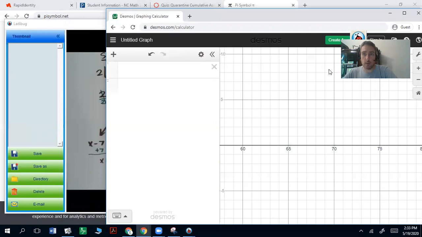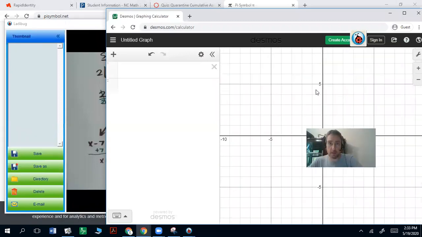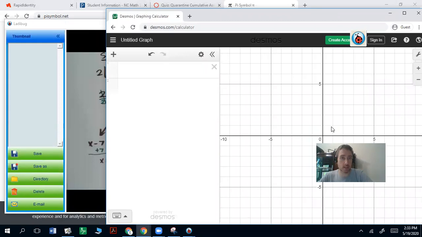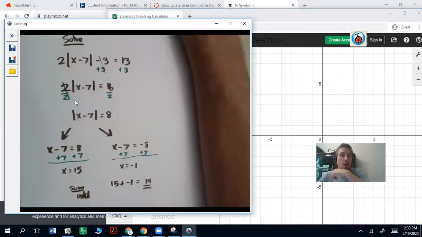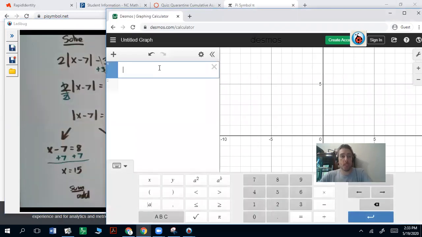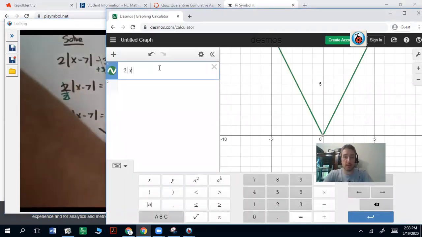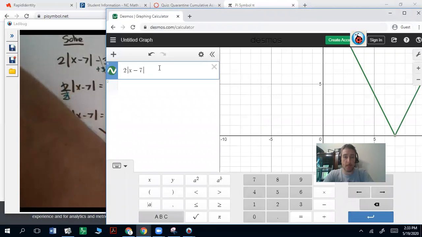What we can do on this problem is I'm going to click the home screen. If you have other stuff, that'll get you back to the original problem. So I'm going to put what I see first in here. 2 absolute value of x minus 7, close it up, -3.